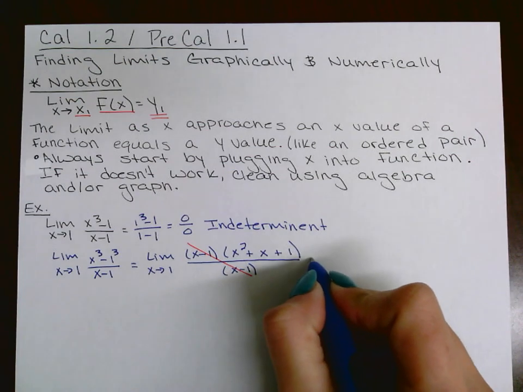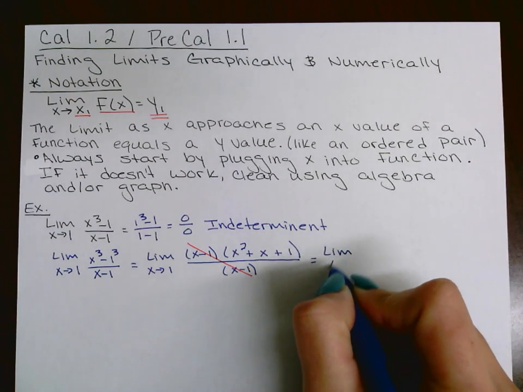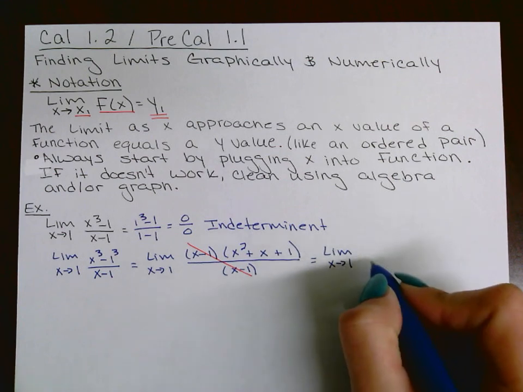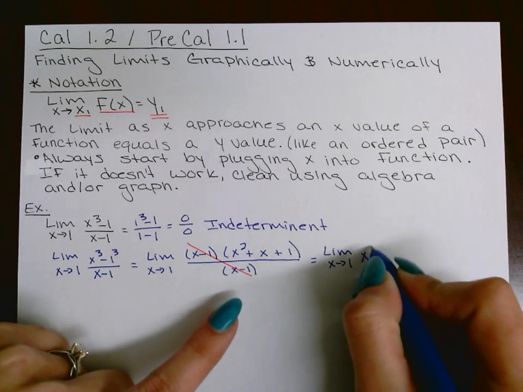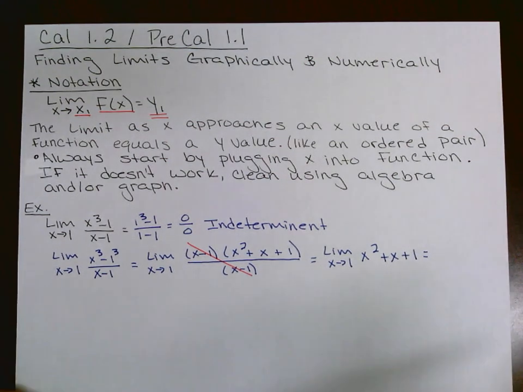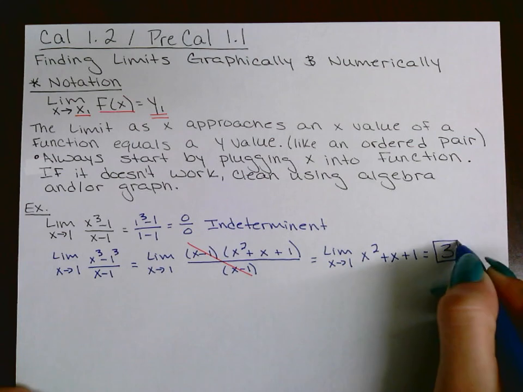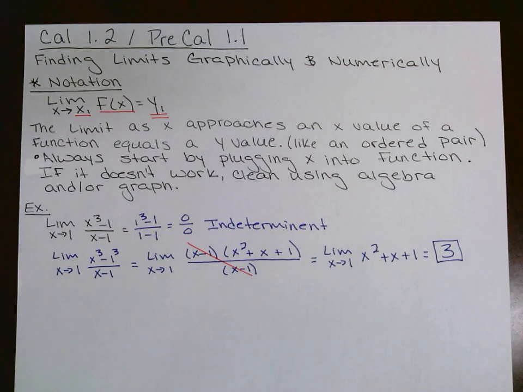So now what I'm really doing the limit of is the limit as x approaches 1 of my leftovers. Which if I plug in a 1 into that function, what am I going to get? 3. And that is the answer of this limit. So this is how we analyze the limit numerically.